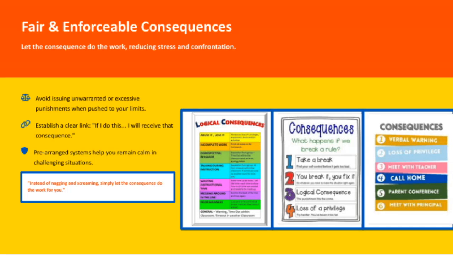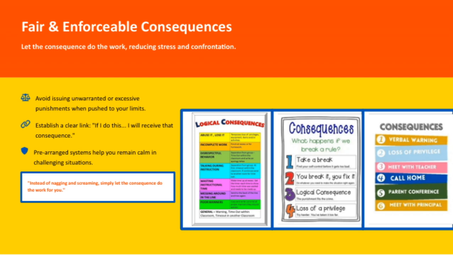Instead of nagging and screaming, I've found that simply letting the consequence do the work for me can be much more effective. When I have prearranged systems in place, it helps me stay calm even in challenging situations. The key is establishing a clear link. If I do this, then I will receive that consequence. This clarity makes it easier to enforce boundaries without resorting to excessive punishment.